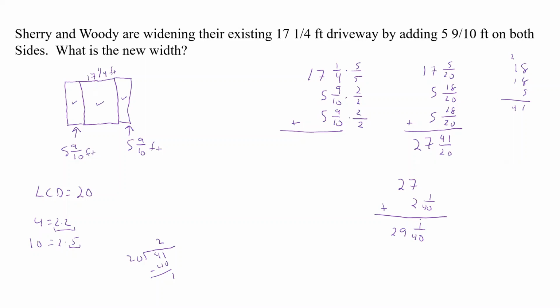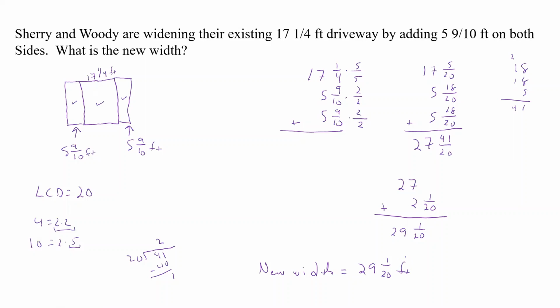Okay. So, oh, 20. Why am I saying 40? Let's erase that part. I don't know where I got that. All right, so there we go. Let's put it back to 20 like it was. And so the new width equals 29 and 1 over 20 feet.